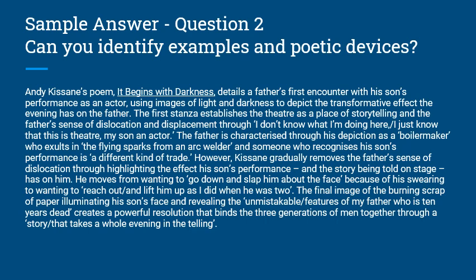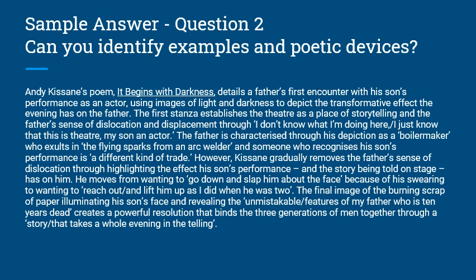Sandy Kassan's poem, It Begins with Darkness, details a father's first encounter with his son's performance as an actor, using images of light and darkness to depict the transformative effect the evening has on the father. The first stanza establishes the theatre as a place of storytelling, and the father's sense of dislocation and displacement through, "I don't know what I'm doing here, I just know that this is theatre, my son is an actor."